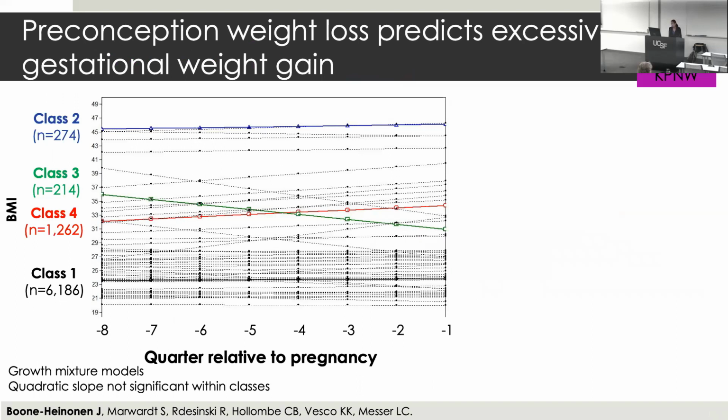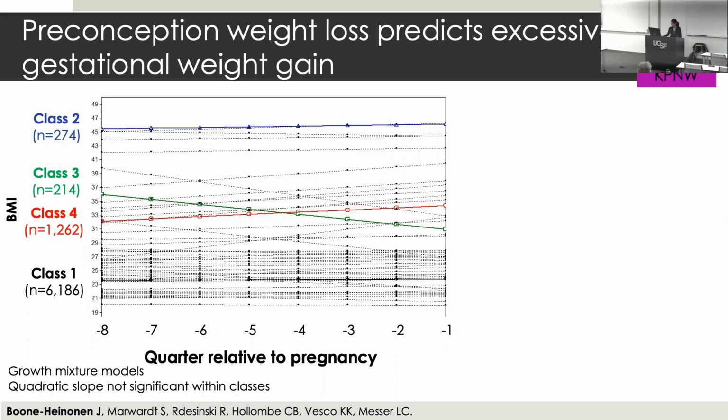Given the large volume of data, especially weight data from the EMR, we used this initial approach to examine preconception weight loss trajectories. These are latent trajectory groups. This approach identifies latent groups of women that have similar intercepts or starting values for BMI, as well as similar slopes or changes over time. Okay, so on the y-axis here, we have BMI, and this is quarter relative to pregnancy. So we're going back 2 years prior to pregnancy all the way up to pregnancy.